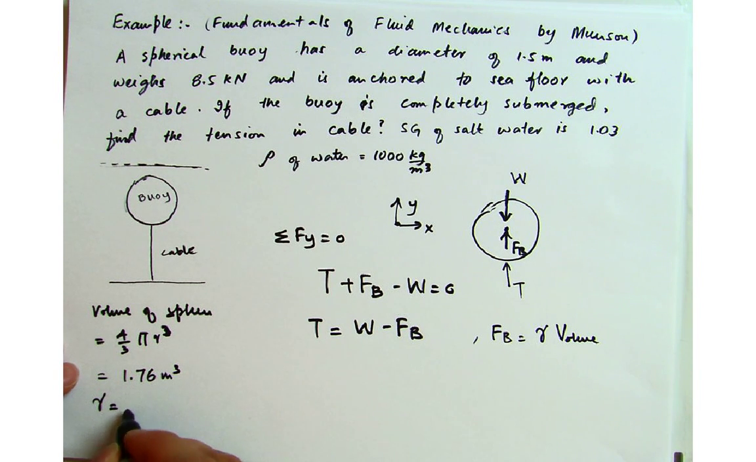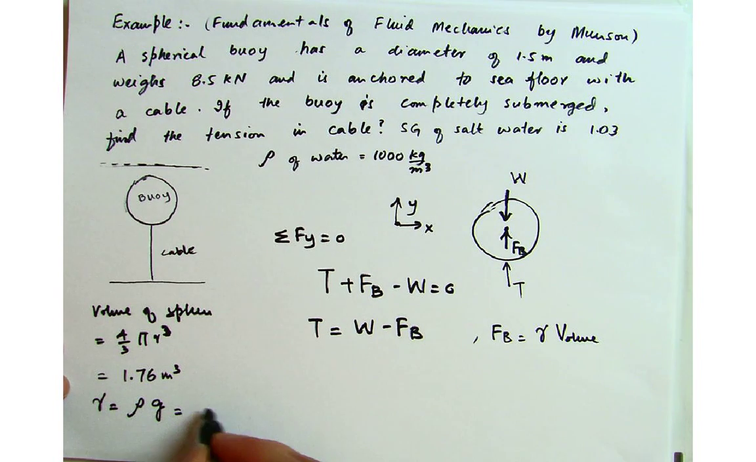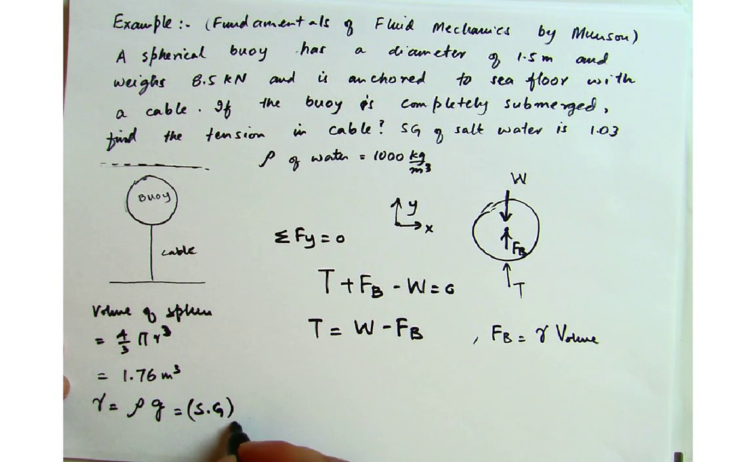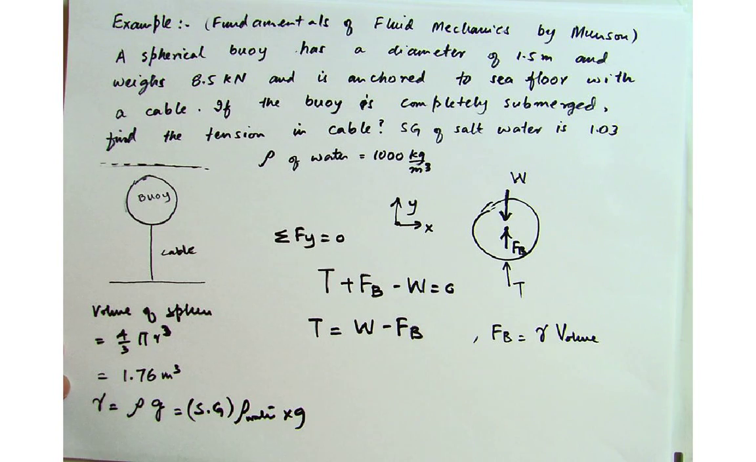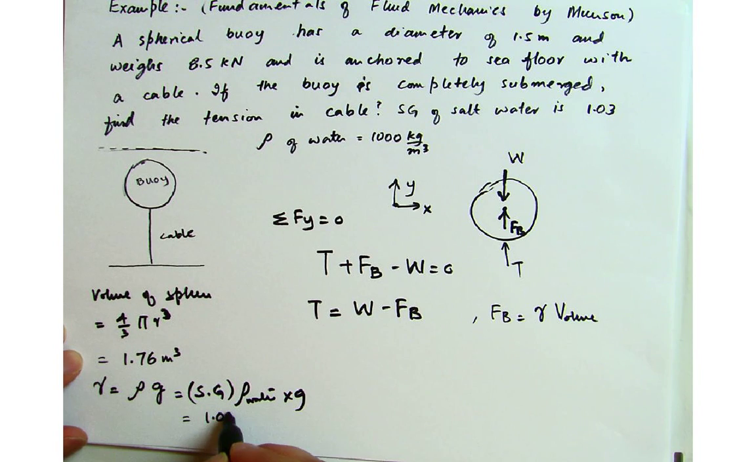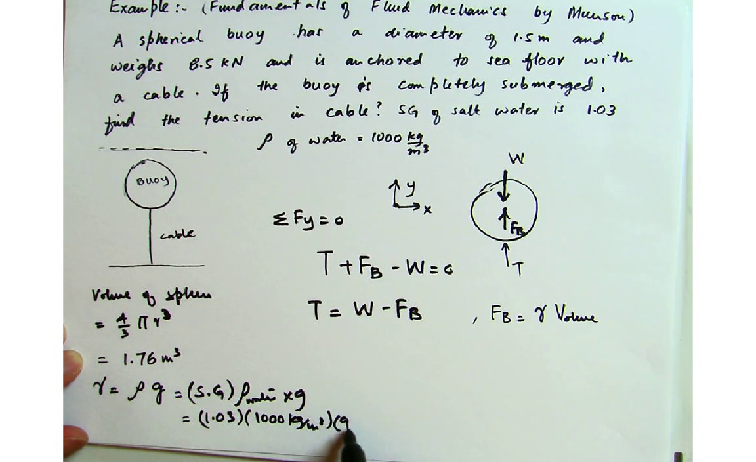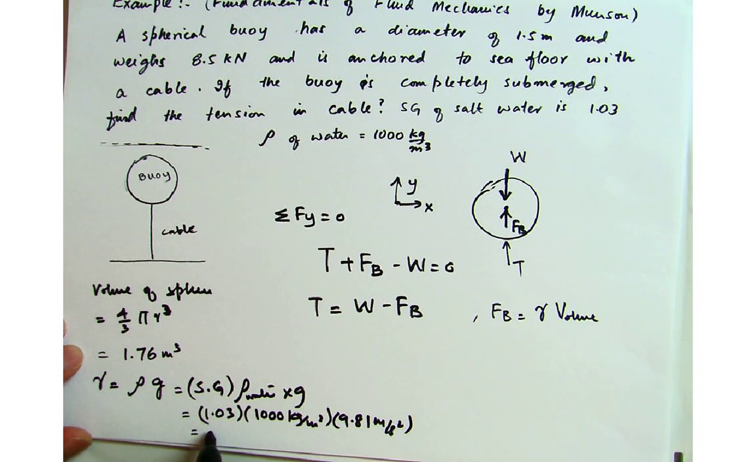The specific weight is simply density times g. Once we have the density of that object in terms of specific gravity, I will multiply the specific gravity times the density of water times the acceleration due to gravity. Basically this is 1.03 times the density of water, 1000 kg per cubic meter, times 9.81 meters per second squared. All of this put together gives me 10.1 times 10 raised to the power 3 newton per cubic meter.